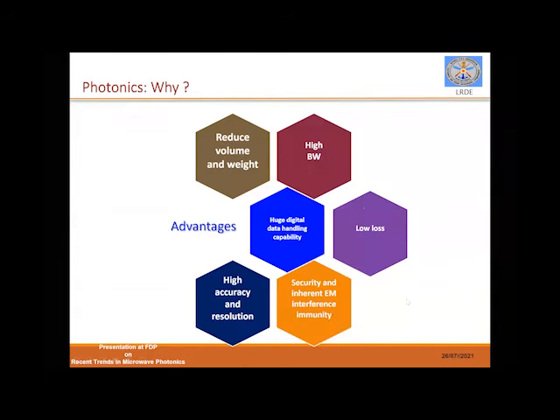Now, why do we require photonics? Do we really require this? Yes, the answer is yes, because if you are planning to implement with photonic technologies, I can assure you that it will reduce the volume and weight. Anyway, I will discuss all these points in detail as we go through. And you will agree with me on the second point, that is the high bandwidth.